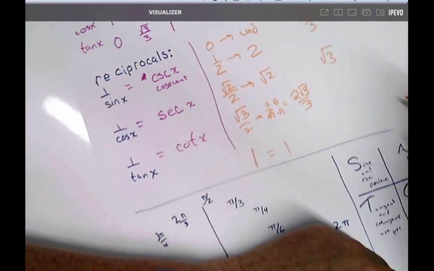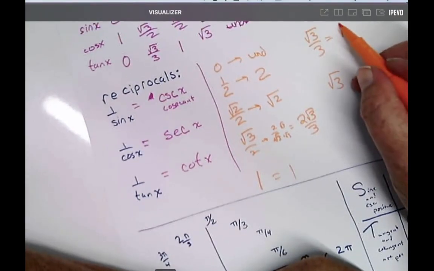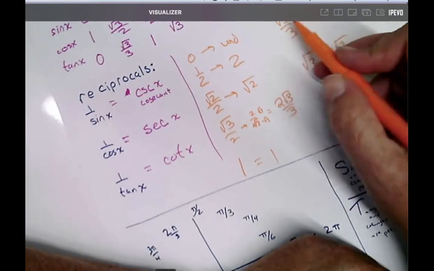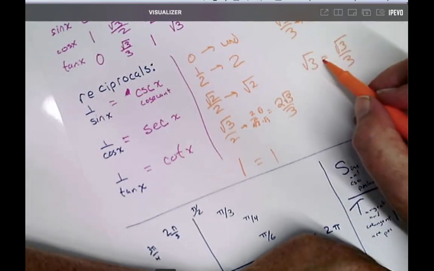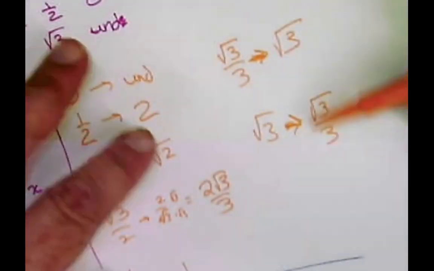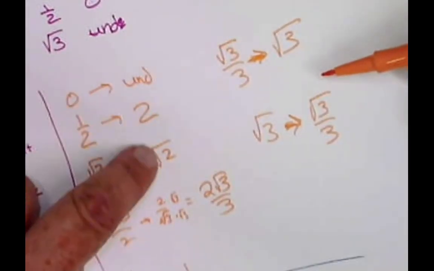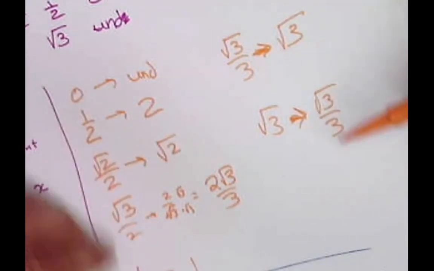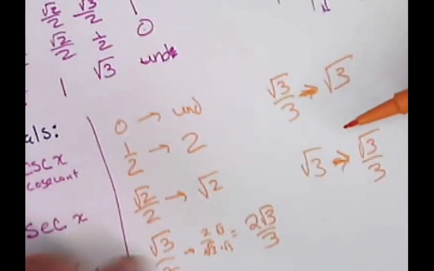Reciprocal of 1 is 1. Reciprocal of root 3 over 3, well, it's root 3. Reciprocal of root 3, root 3 over 3. Oh, I put equals, not equals, just reciprocal. Okay? These are going to be important, because if I have all of these memorized without having to stop and do the math, then figuring out my trig values goes a lot faster.